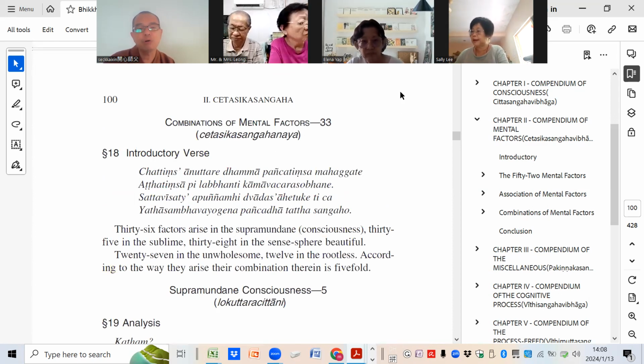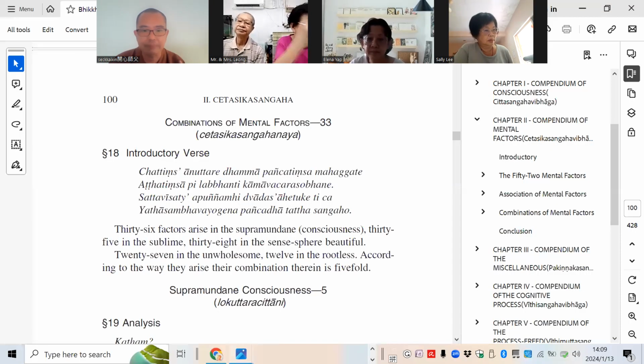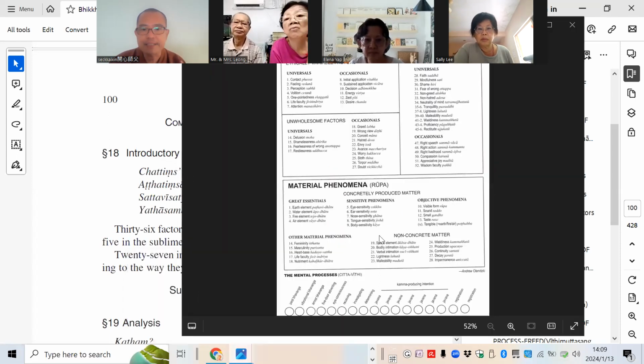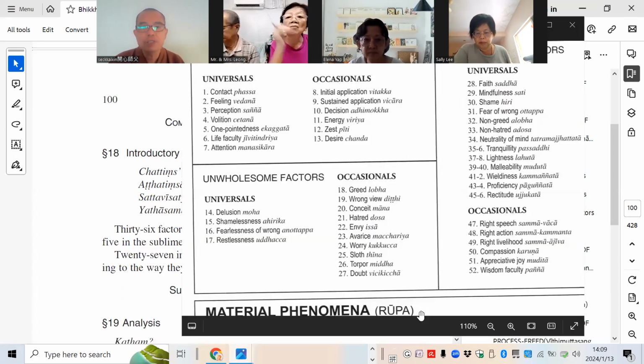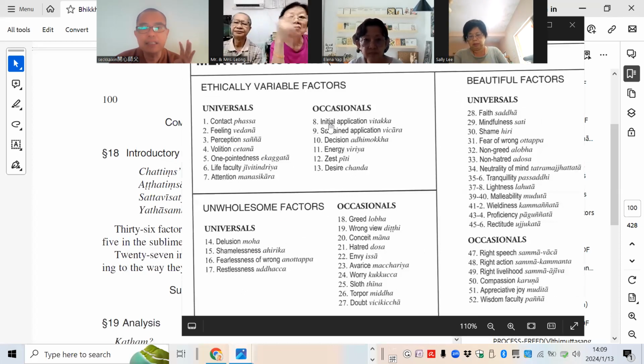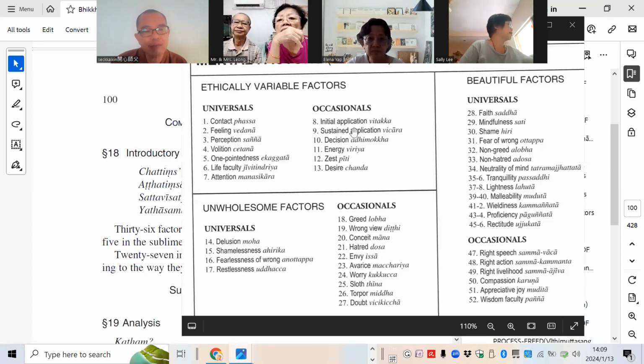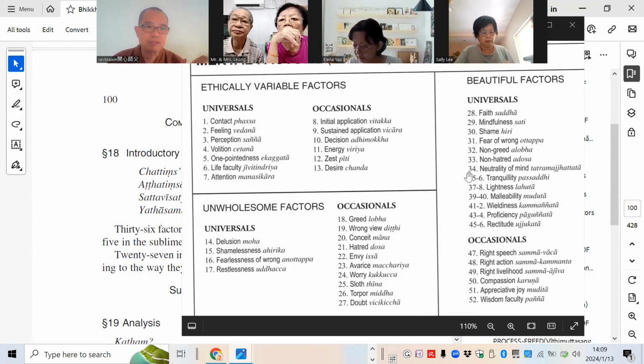Again, I try to remind you all, what is the meaning of association and combination? Association means, for example, class, we try to quote one of the cetasika, for example, on this diagram. Take a look. For example, this is the mental factor, like this initial application. So we're trying to find out among 121 or 89 citta, which one possesses the initial application, and so on. So this we call association.